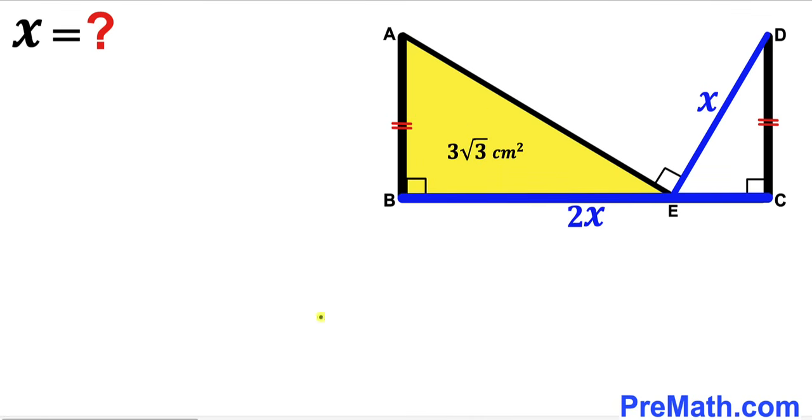In this video, we have got these two right triangles put together, as you can see in this given diagram, such that the area of this yellow shaded right triangle ABE has been given to us as 3 times square root of 3 centimeter square. And moreover, this side AB is equal to this side CD. Furthermore, this hypotenuse AE is being represented by x, and this horizontal side BC is being represented by 2 times x, and this is our 90-degree angle. And now our task is to find the value of x.